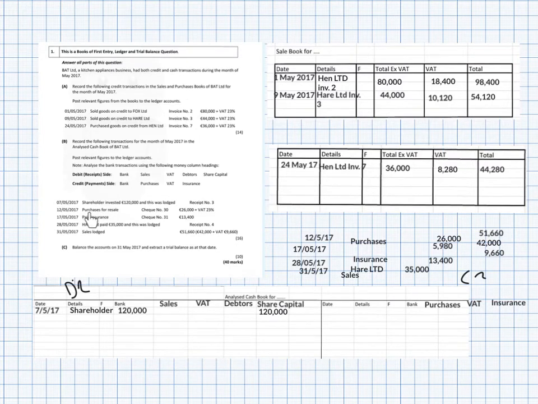Then we have purchases for resale. So we know that the purchases is going to be on the credit side. So 26,000 plus VAT. So we just have to put in 26,000 into purchases, and then if we calculate 23% of that is 5,980.